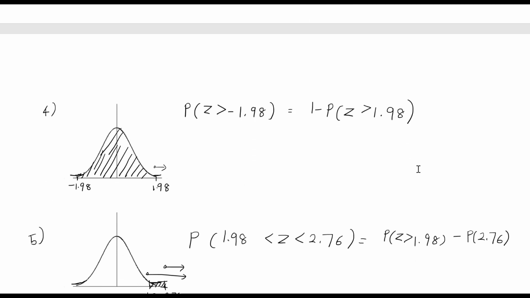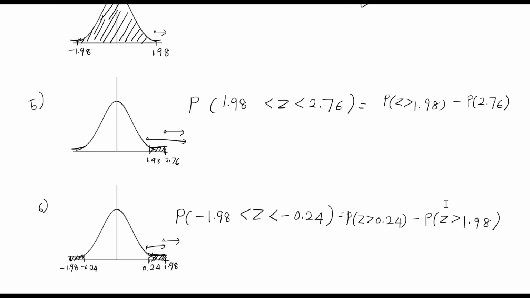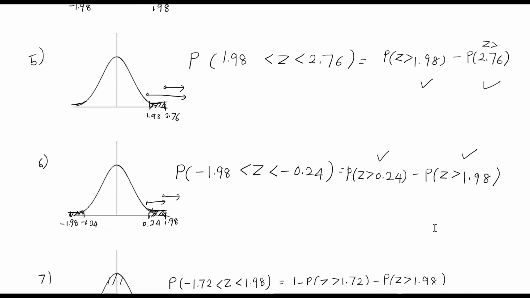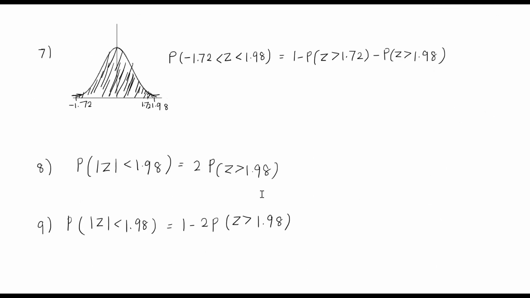For example 4, it's the same: 1 minus z greater than, so we can get the value from the table. For example 5, we have z greater than 1.98 minus z greater than 2.76, so we can get the values from the table. For example 6, z greater than 0.24 minus z greater than 1.98. For example 7, when we have between negative 1.72 and 1.98, we get 1 minus z greater than 1.72 minus z greater than 1.98.